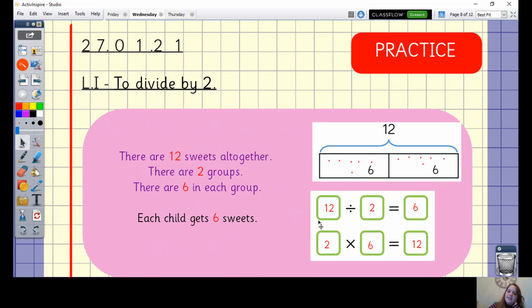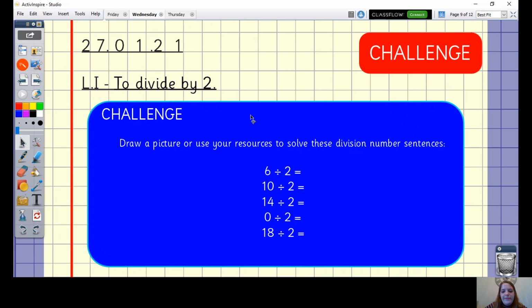So now if I wanted to write that as a multiplication and division number sentence, I would write 12 divided by 2. So 12 divided into 2 groups now, and there's 6 in each group. And here we've got 2 groups of 6, which equals 12.